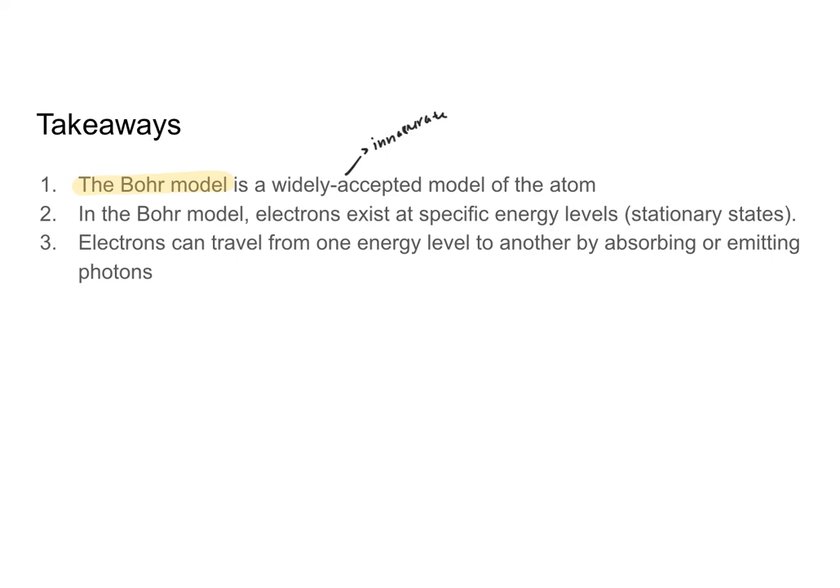And so for understanding things like absorption and emission spectra, which we'll get into in the next video, the Bohr model is a really helpful way to do that. Again, it is not actually accepted as being correct, but it is accepted as being correct enough to be useful in most situations. So our second takeaway, in the Bohr model, electrons exist at specific energy levels, which we call stationary states. And finally, electrons can travel from one energy level to another by absorbing or emitting photons.